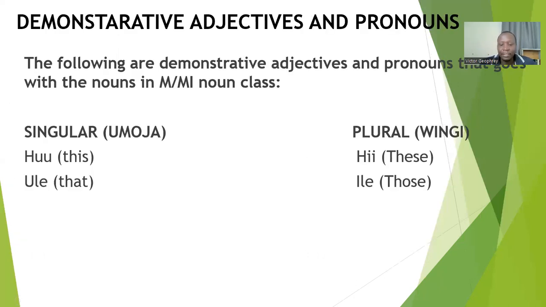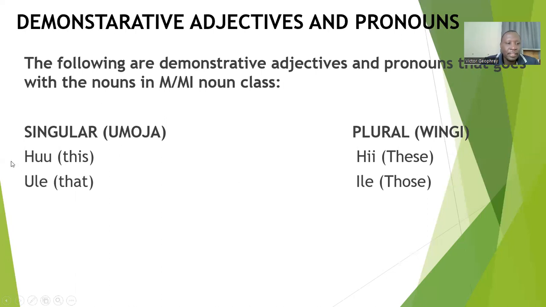Okay? Now, let's see the demonstrative adjectives and pronouns under the "mi" noun class. Here are the demonstratives that we use under this noun class. Simple. What you have to do is memorize them. The demonstratives that we use in singular are two. We have huu, which is this, and ule, which is that. And we have hii, which is this, and ile, which is those.